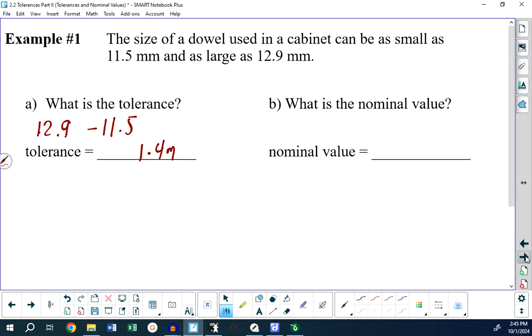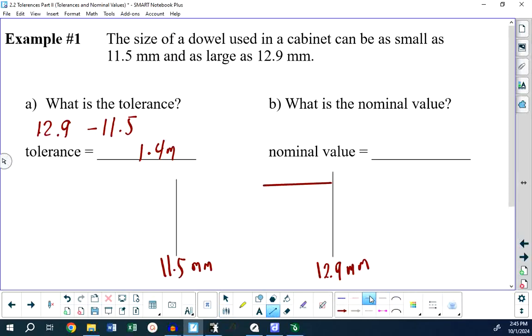This is not simple. What you need to do is recognize that the tolerance is the distance between the minimum and the maximum. There are a lot of ways to do this, and I didn't explain the second way, but there is another way. This is 11.5, and this is 12.9. The distance between them, everybody, is the tolerance, and it's 1.4 millimeters. I keep writing meters here. I meant to write millimeters.